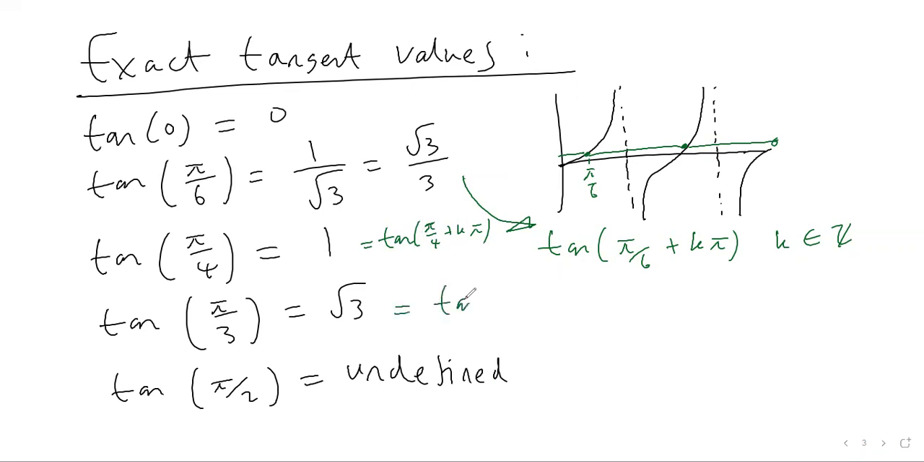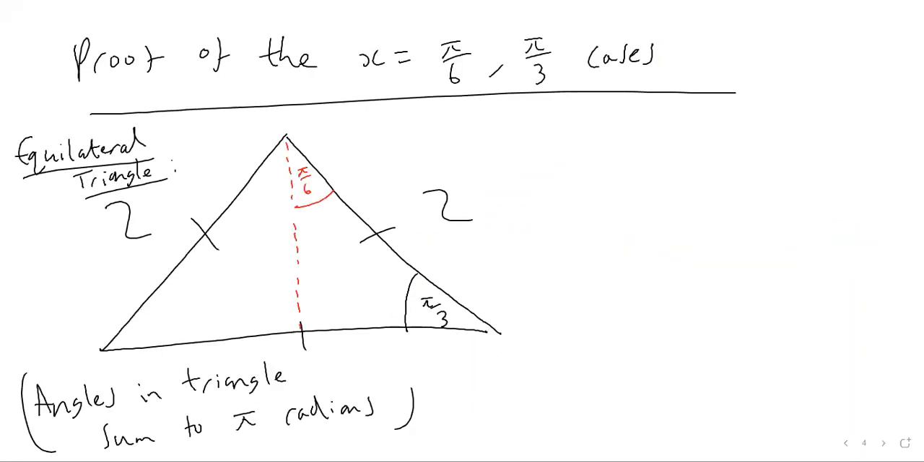And again, same thing with this one. If you just keep on adding multiples of pi every time, so a whole number times by pi, because again we've got this period of pi radians, so the graph repeats itself every pi radians. That means that tan of pi over 3 plus some whole number multiple of pi gives you root 3. So let's look at how we would prove these values then.